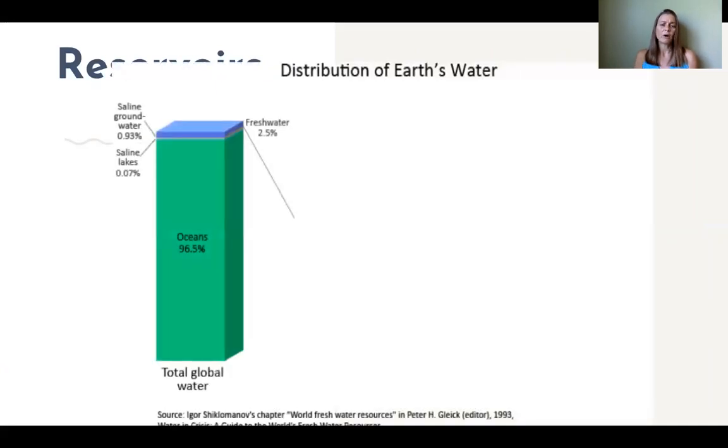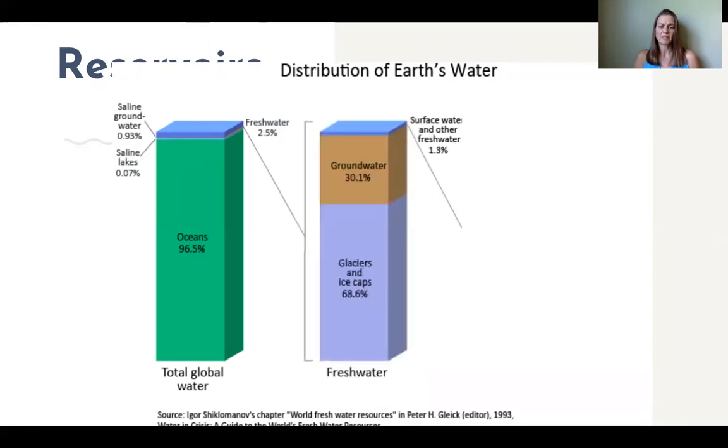So if we were to look at all of the Earth's water, total global water, 96.5% of the water is in oceans. There is some saline groundwater, a little bit less than 1%. There is a tiny fraction in saline or salt lakes. And then the rest of it is made up by fresh water. Only 2.5% of the water is fresh water.